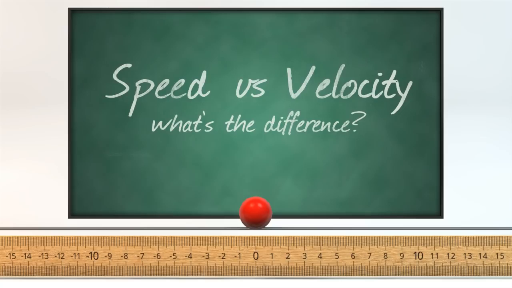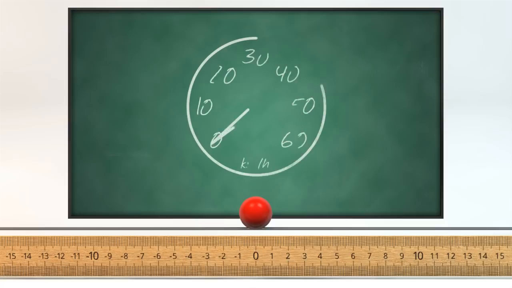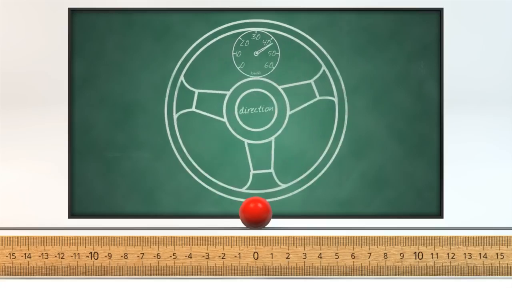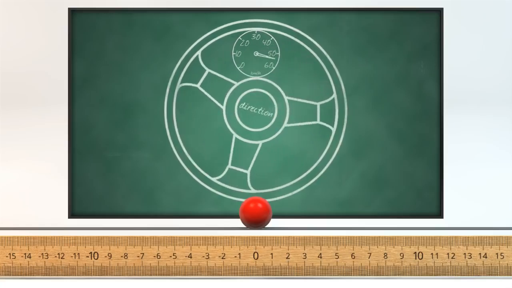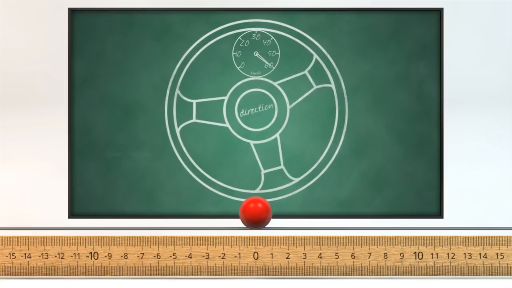Well, speed is a scalar quantity, while velocity is a vector quantity. This means that speed only tells you how fast an object is going, but velocity tells you how fast the object is going and its direction of motion. But what does this mean?